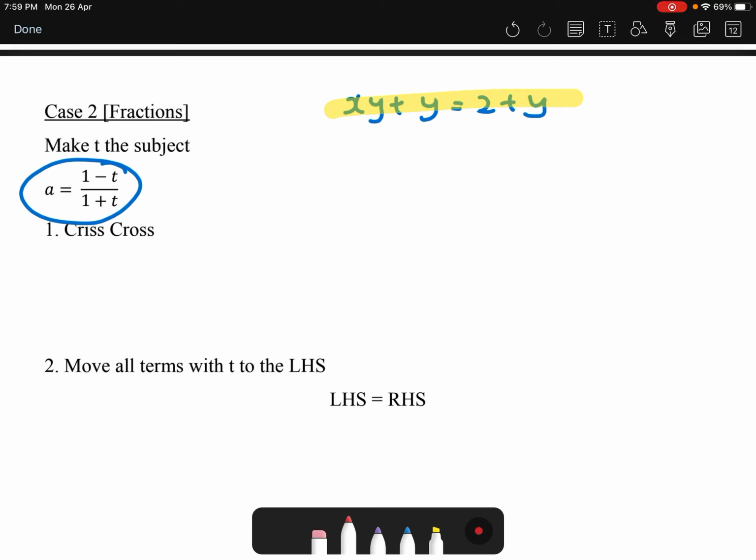So a equals 1 minus t, 1 divided by 1 plus t, is actually the same as a over 1, equal to 1 minus t over 1 plus t. So now my left hand side is a fraction, right hand side is a fraction.